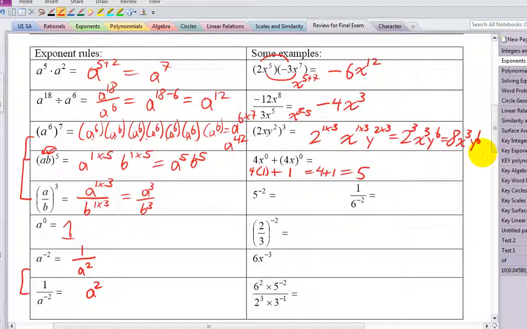Okay, there's the answer for the first four. Please double check your work with mine. So 2 times negative 3 is negative 6, x 12. Second one, divide negative 4, and we subtract our exponents to get x cubed. Number 3, remember that 3 multiplies into all the exponents, even the hidden 1 exponents. And the fourth example, be careful what is the base for the exponent 0.